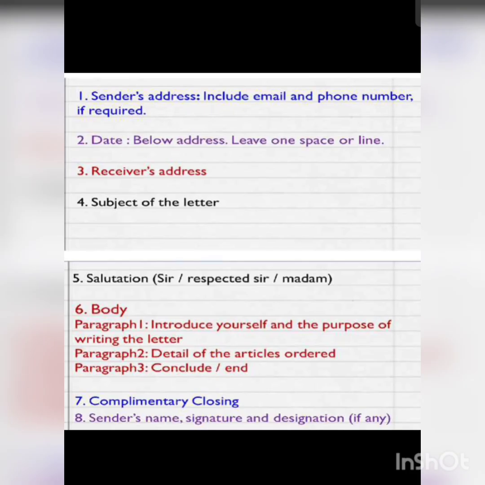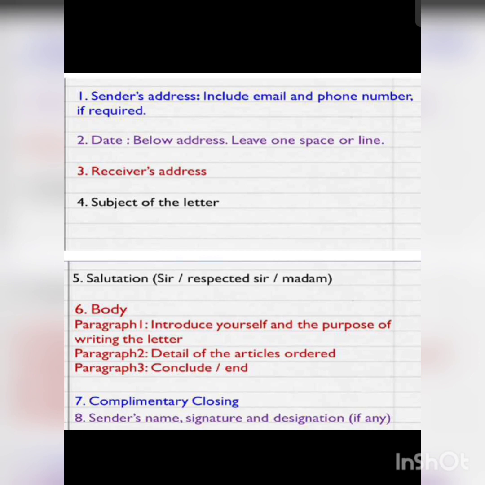Now let us see what is actually in the formal letter. First thing, the sender's address, meaning the person who is going to write the letter, his address, his name. It should have an email ID and also a phone number. Next is the date. Below the sender's address we have to write the date. After writing the date, the next step is to write the receiver's address. Receiver's address means the address of the one who is going to receive the letter.